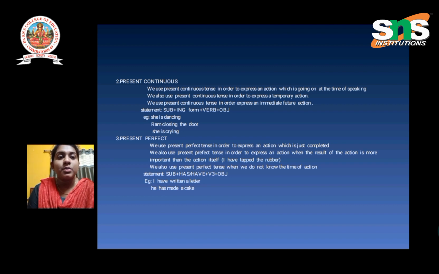The third one is present perfect. We use present perfect tense in order to express an action which is just completed, and also in order to express an action when the result of the action is more important than the action itself. We also use the present perfect tense when we do not know the time of action. Statement: subject plus has or have plus V3 plus object. Example: I have written a letter. He has made a cake.